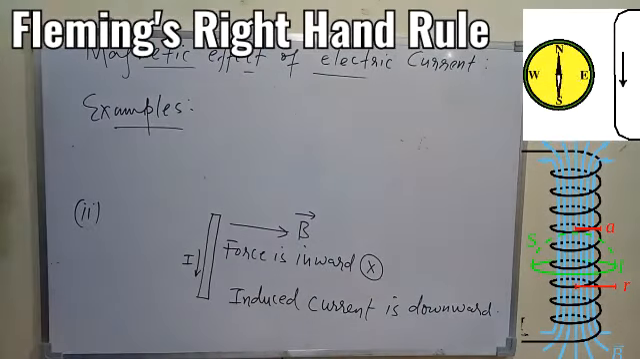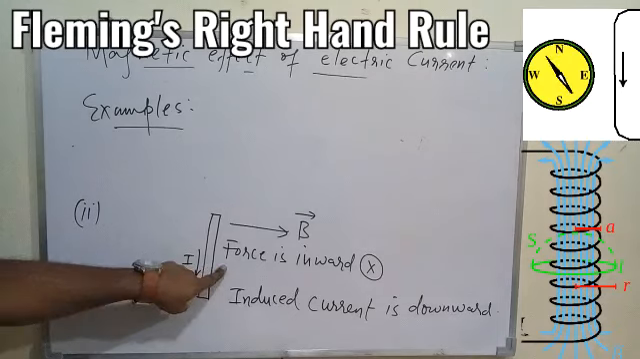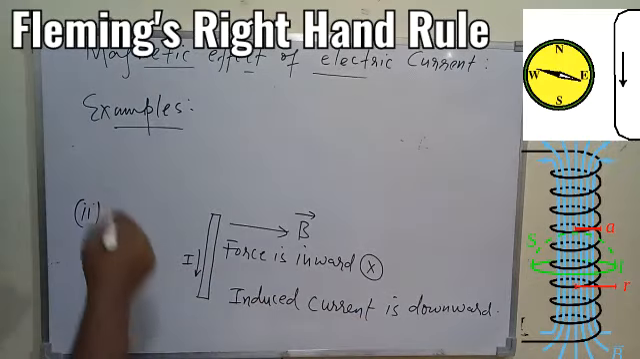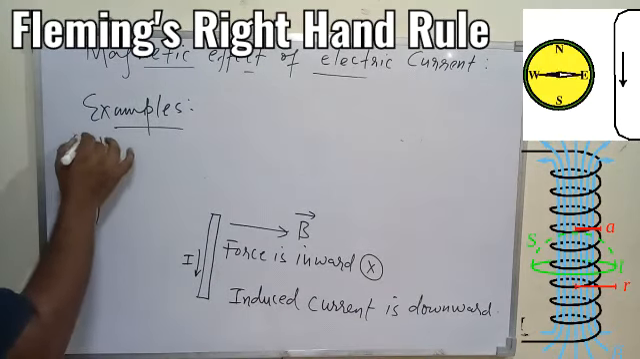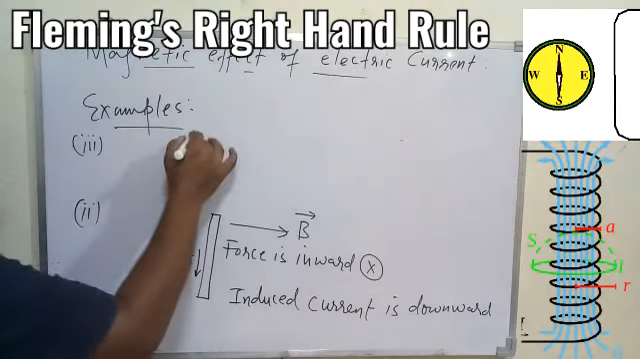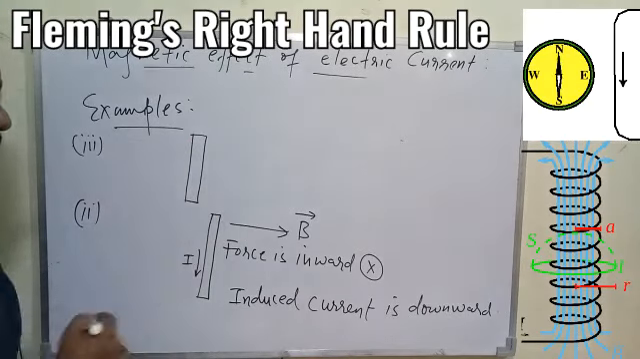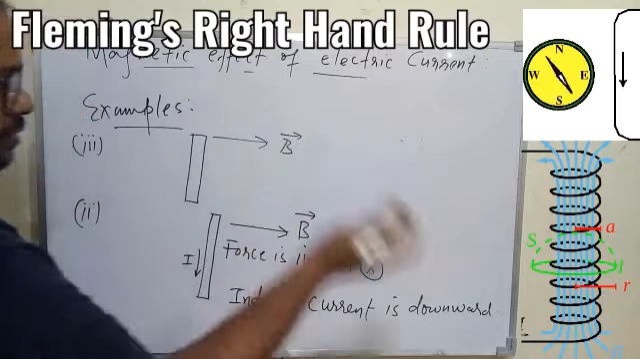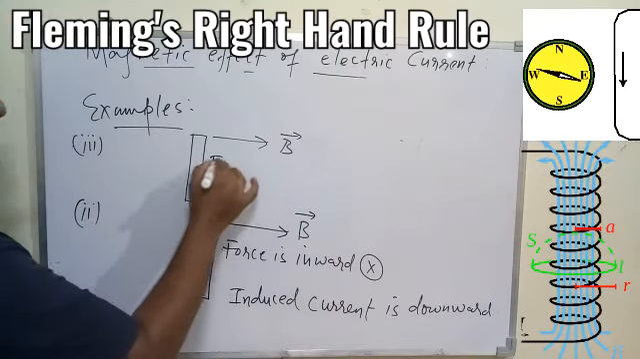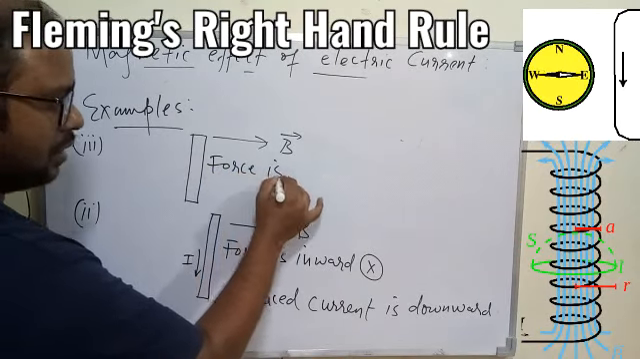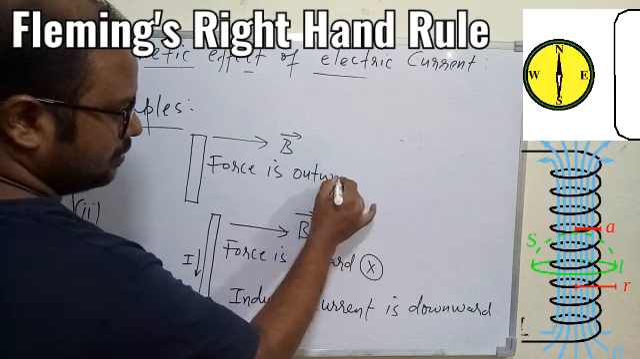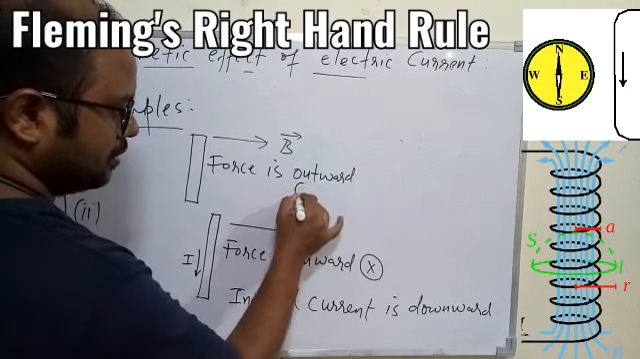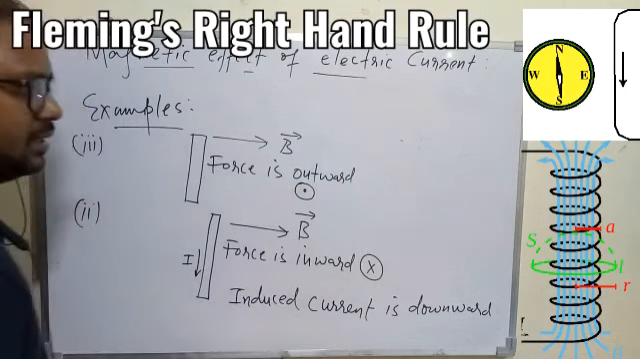So even if you are confused, forget example 1. Example 2, I hope it is understood. I am not showing the force direction but I have written the force is downward. And let's take example 3, same conductor, magnetic field same direction, and let the force be outward. So let this be outward, I am showing with the dot.